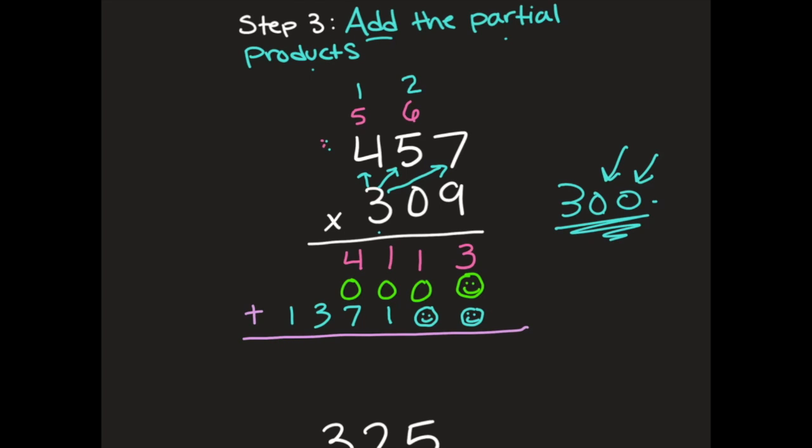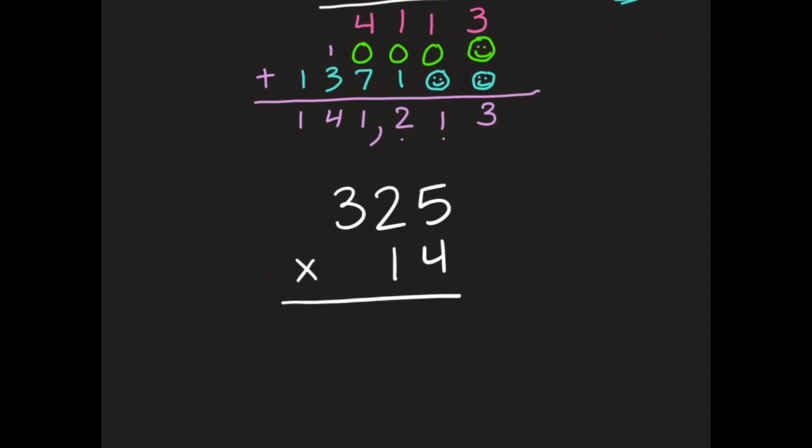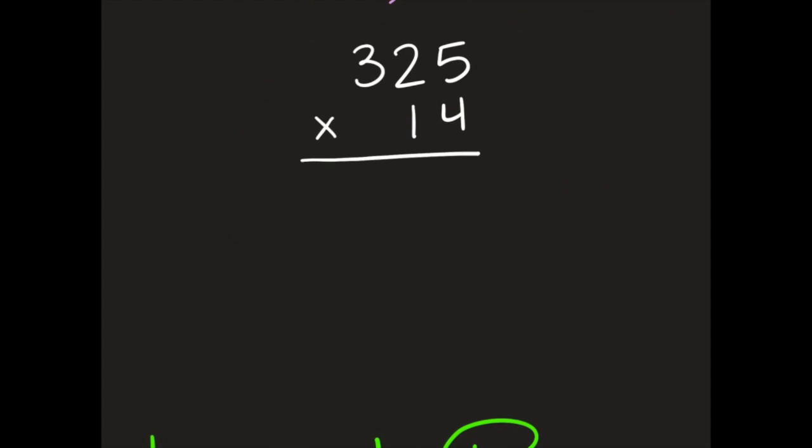So I have 3 plus 0 plus 0, 3, 1 plus 0 plus 0, 1, 1 plus 0 plus 1, 2, 4 plus 7 is 11, and 3 plus 1 is 4, and then 1 plus nothing is 1. And again, counting 3 from the back, 1, 2, 3, put my comma, so my answer is 141,213. All right, and I believe, yep, we have one more to practice before your lesson practice.